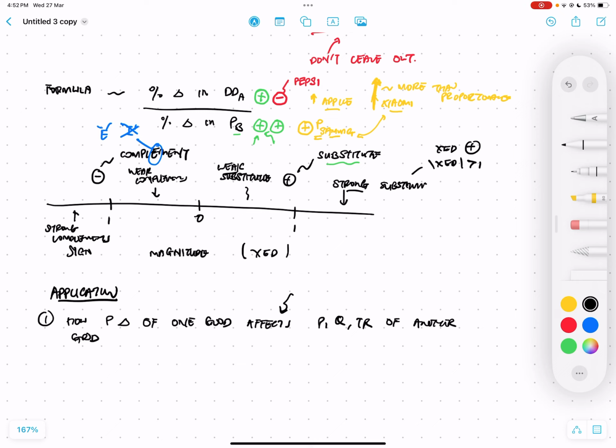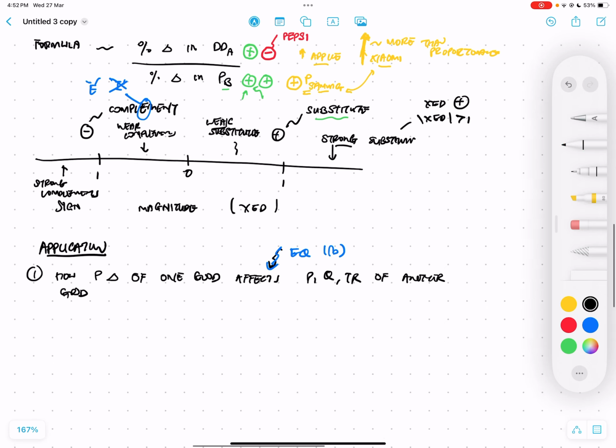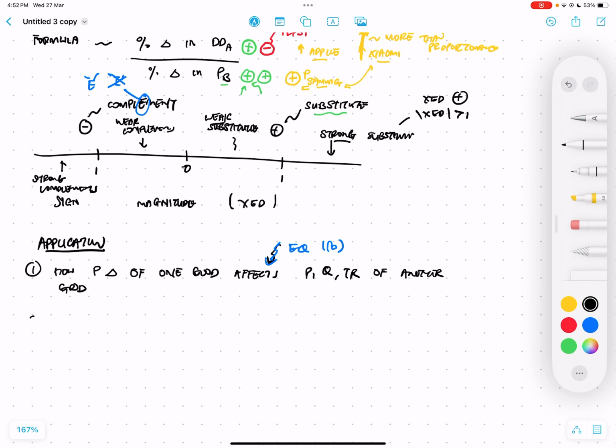Actually, in fact, this is essay. I should put it in blue. This is essay question 1B. Okay, so if you look at your tutorial essay question 1B, this is sort of how you'll be tested lah. How the price change in one good affects the market for the other. The other one is application to firms.